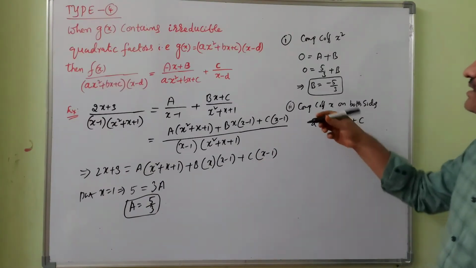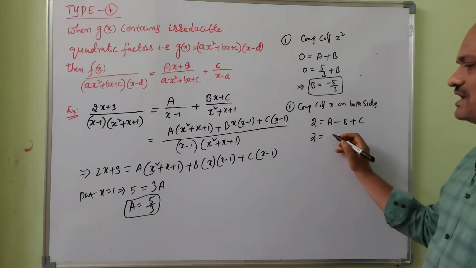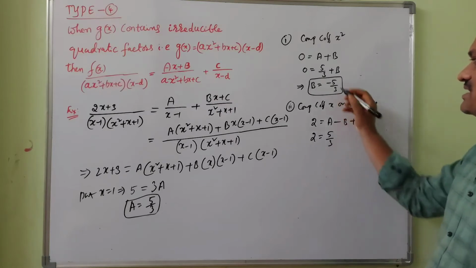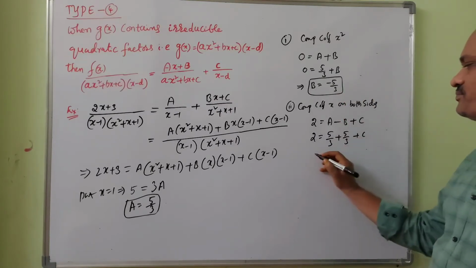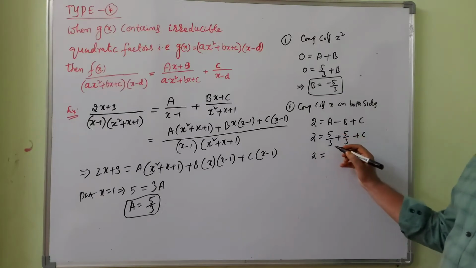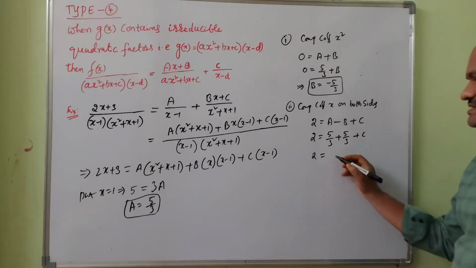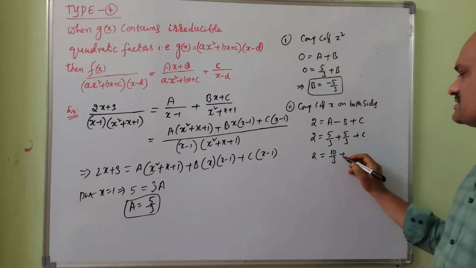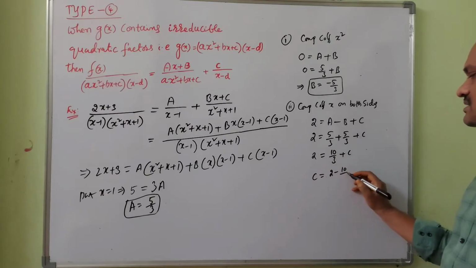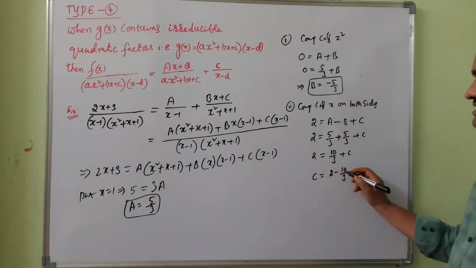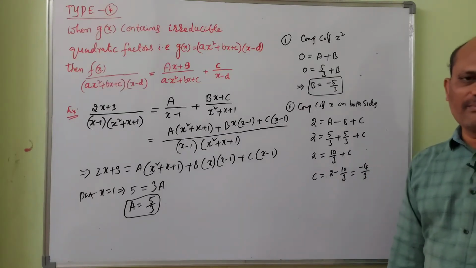Now we know the values of a and b, substitute here. 2 is equal to a is 5 by 3, b is minus 5 by 3, means plus 5 by 3, plus c. So what you get, 5 by 3 plus 5 by 3 is 10 by 3, plus c. So c is equal to 2 minus 10 by 3, that is 6 minus 10, that is minus 4 by 3. I got the values of a, b, c.